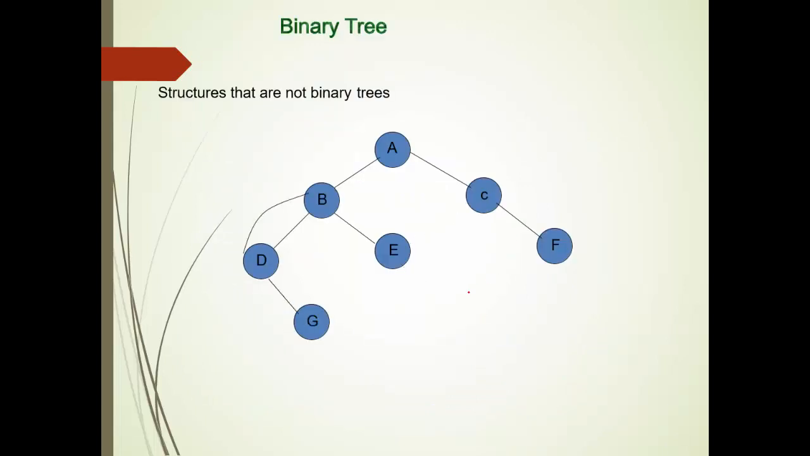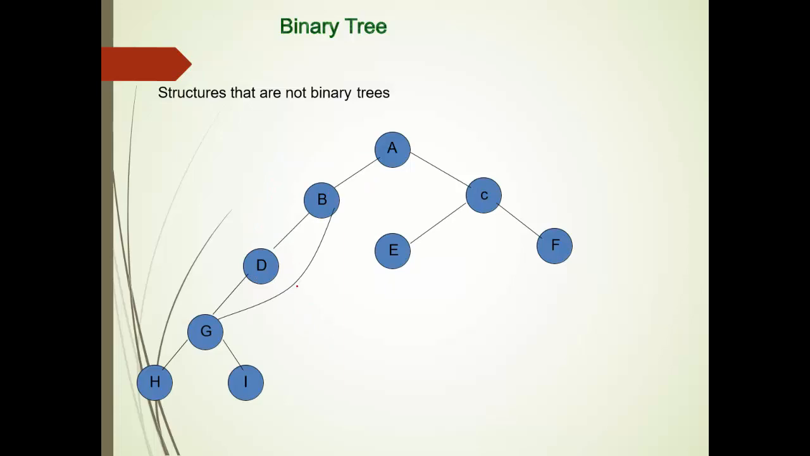No. Is this a binary tree? Usually this one is not a binary tree. Why? Because of this connection, there is no way B can give birth to D and D give birth to B. This is also not true.